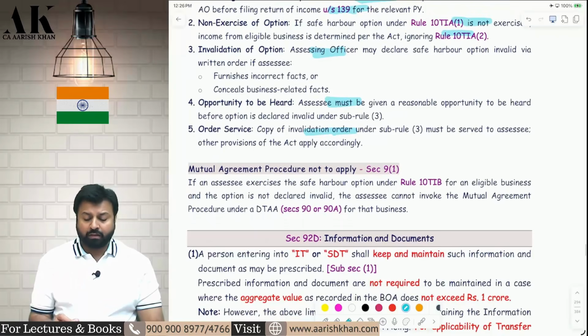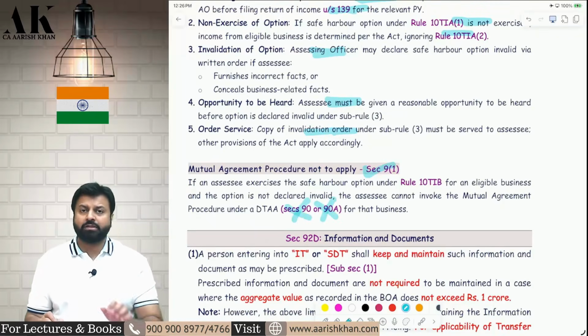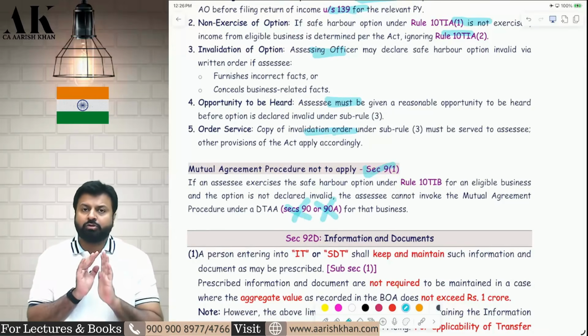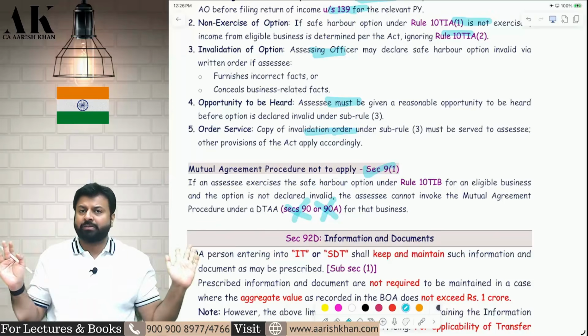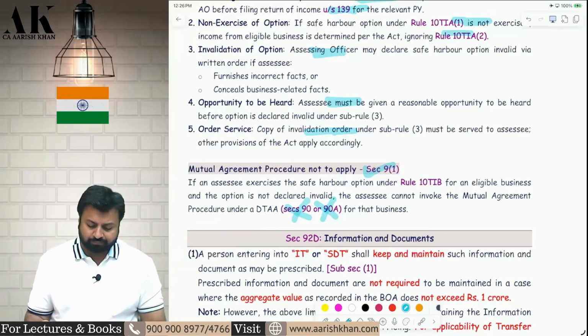Here also, once you go for this safe harbor and it is accepted, then you cannot go for mutual agreement procedure under section 90 and 90A. Mutual agreement procedure under section 90 and 90A is not possible after this. I hope it is clear to all of you.